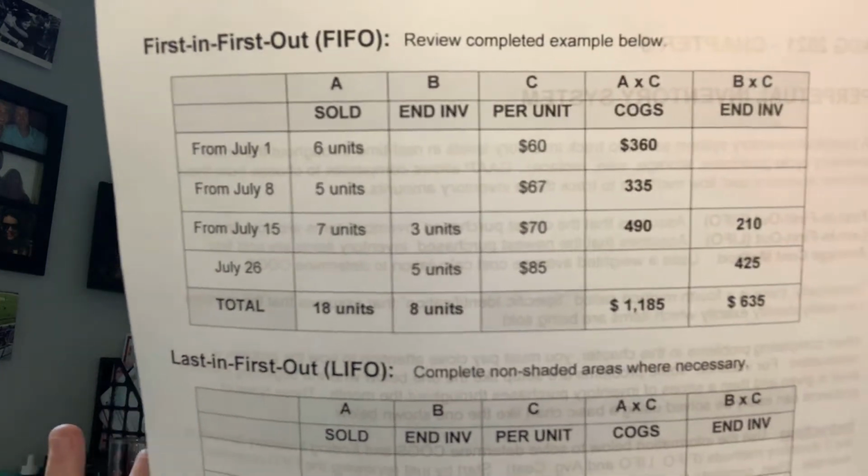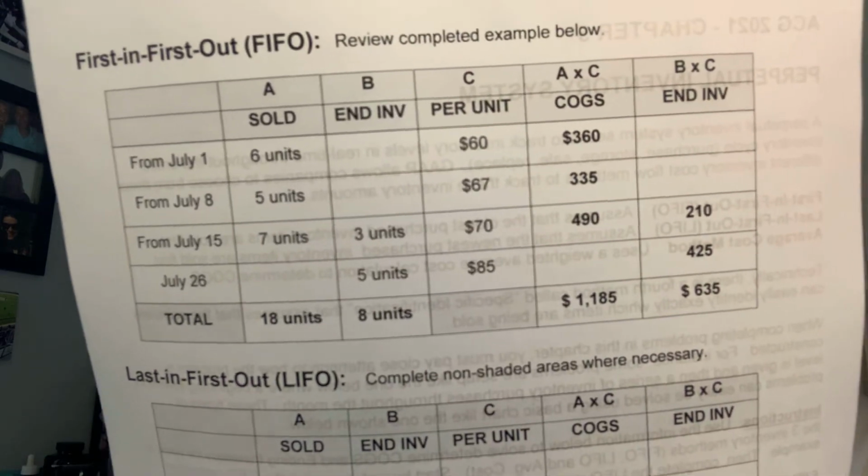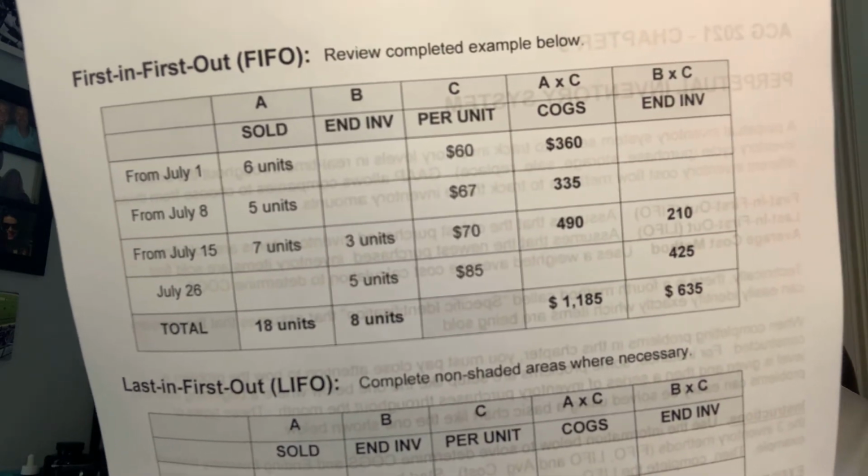Of course, LIFO is just the opposite of FIFO, meaning that the most recent inventory is assumed to be sold first. And then weighted average is in the middle. So you'll see examples of that in each one.